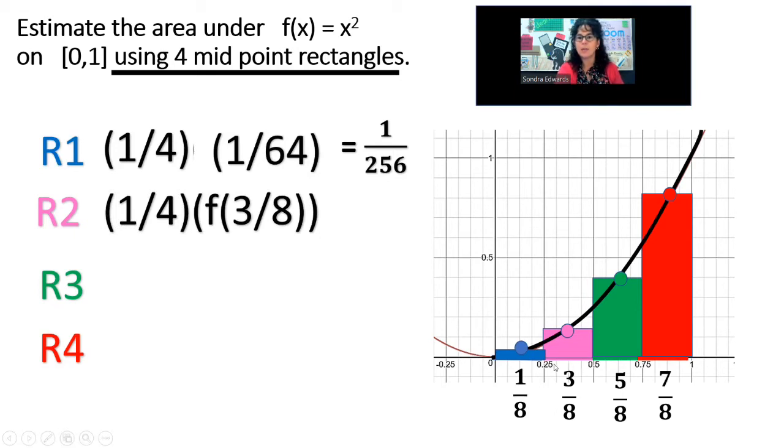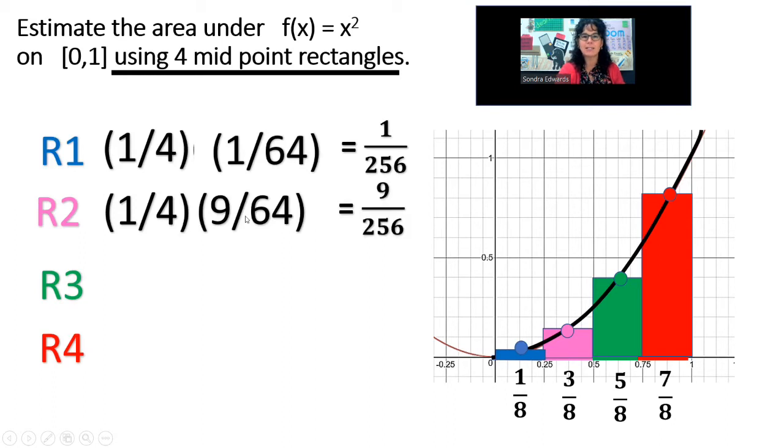The width of the pink one is also 1/4. The height of the pink rectangle is 3/8 substituted into the function, so f of 3/8. So we're going to put 3/8 right there, and 3/8 times 3/8 is 9/64. The width of the rectangle times the height of the rectangle is the area of the pink one.